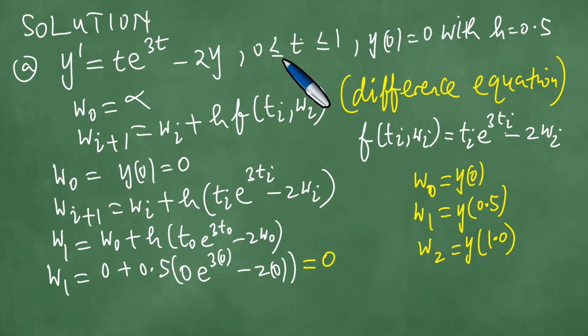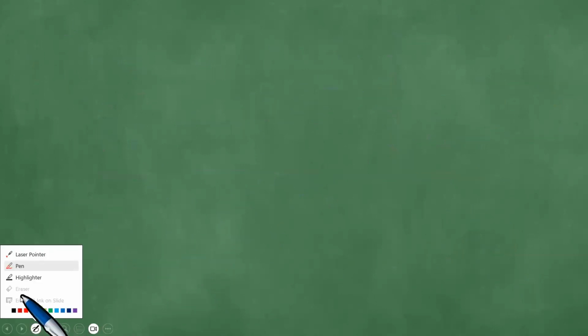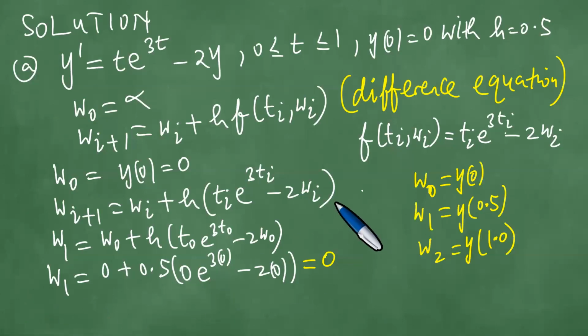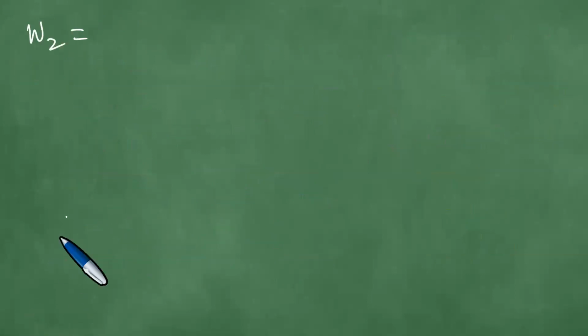Now we need to take one more step because we have t between 0 and 1. So we need one more step. If you have this, then you have W2. What is W2? We can get it from here. W2 is going to be, for instance, W1 here.